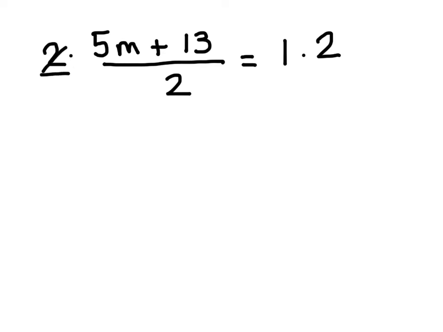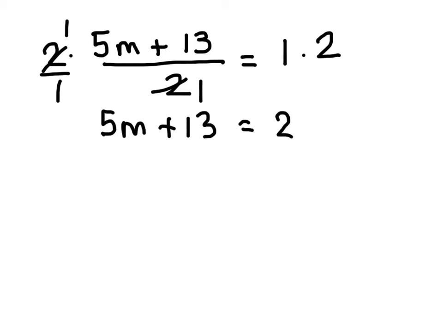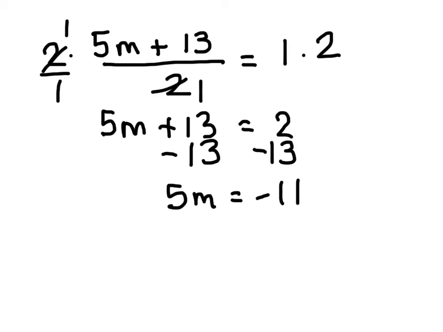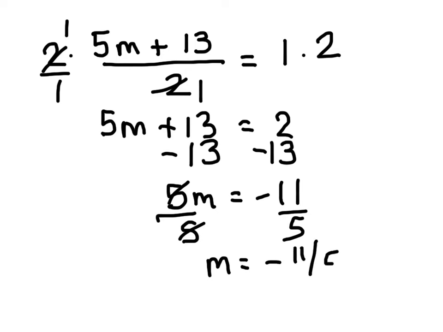And multiplying by 2 is the same as 2 over 1. So the 2's are going to cancel. I get 5m plus 13 on the left, and then 2 on the right. Now I'm undoing plus 13 by subtracting. 13 minus 13 is 0, so that leaves 5m. 2 subtract 13 is negative 11. Now divide both sides by 5. So m is going to equal negative 11 fifths, or negative 2 1/5. You can just leave that as an improper fraction.